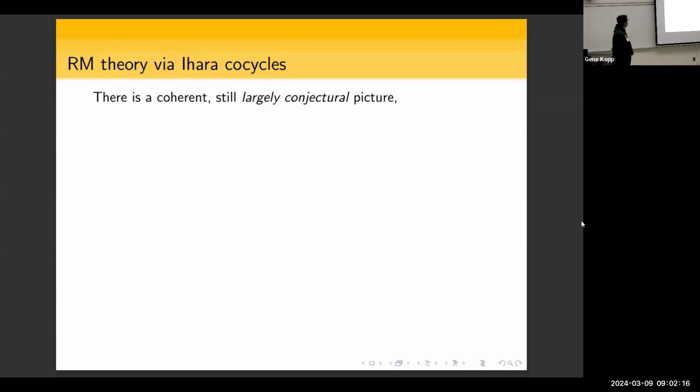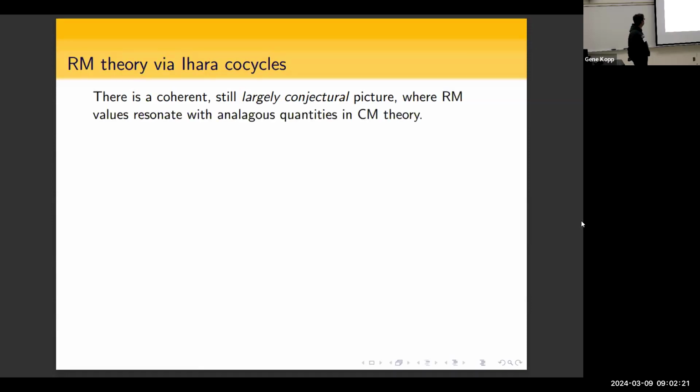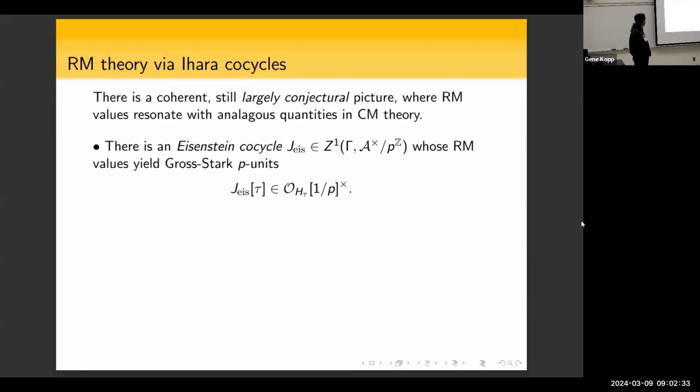So this is what has now emerged: a coherent, but still largely conjectural, picture of what happens with these Rn values. But one can say that these Rn values definitely resonate with analogous phenomena in the setting of CM, or imaginary quadratic fields, in the classical CM theory. Namely, we have an Eisenstein cocycle defined on the Ihara group with values in A* mod p^Z. So it's one of these cocycles modulo periods, but the period is very simple, it's just the prime number p. And the Rn values give us units, well, not units, but actually p-units, elements which are units everywhere except at p.